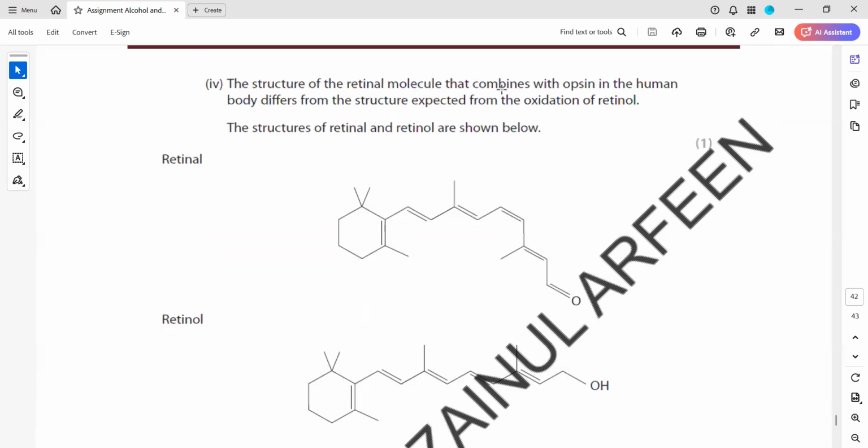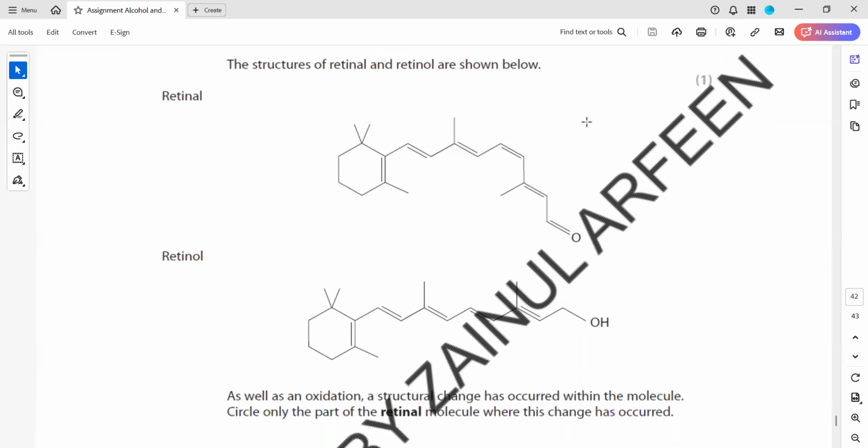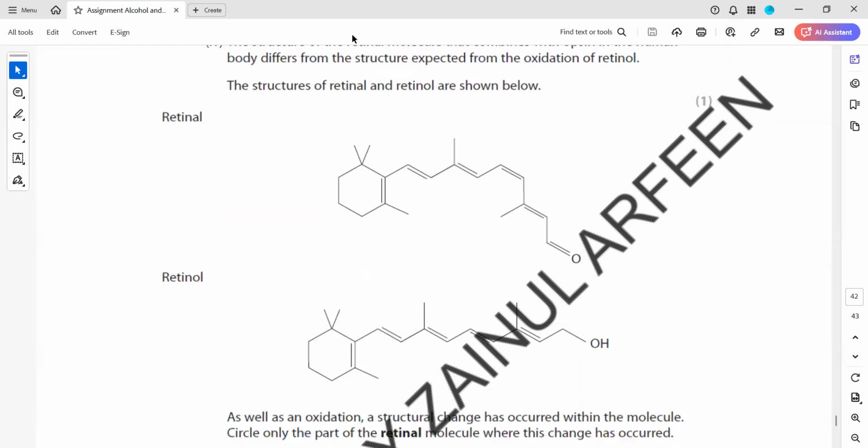The structure of a retinal molecule that combined with opsin in the human body differs from the structure expected to form from retinol. So what is the reason for the difference? What difference do we observe? It's actually a geometrical isomer. This is a carbon-carbon double bond. So the molecule has been twisted. So we just have to circle that part where the change has occurred. This is the region where the change has happened. Is it clear?